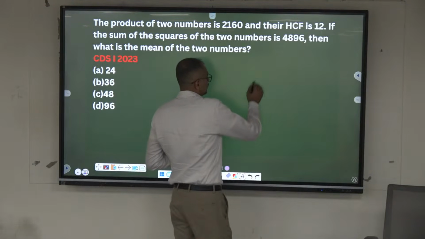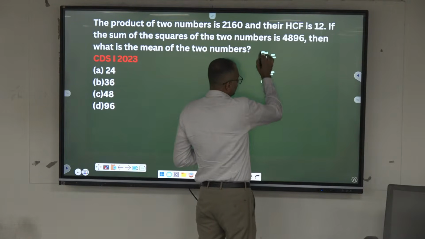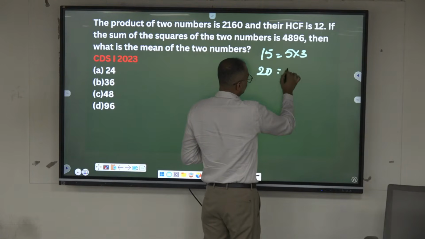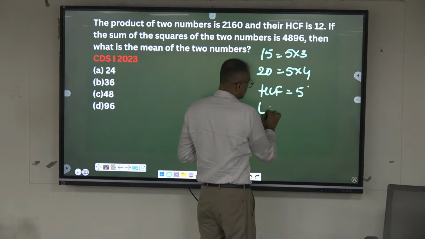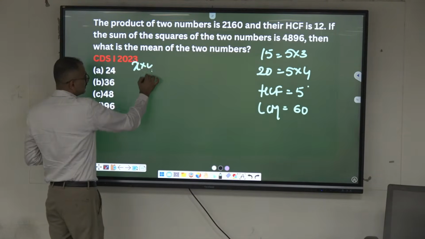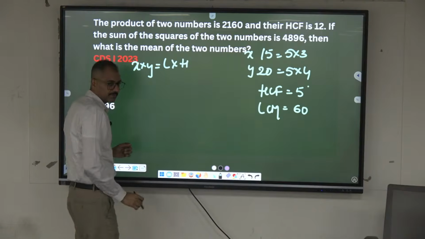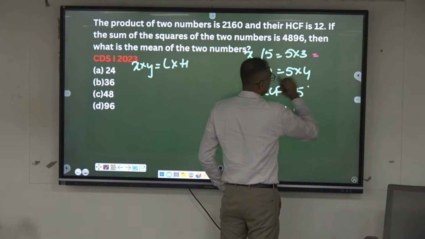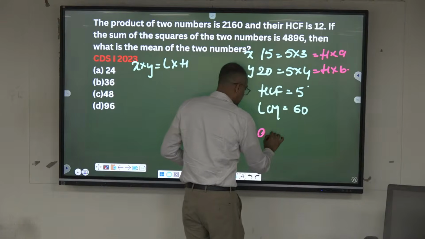See, look here now. Always, if I take two numbers x and y, for example 15 and 20, which are 5 into 3 and 5 into 4, the HCF of these two numbers is 5, and their LCM is 60. Always the product of two numbers, x into y, is equal to LCM into their HCF. Remember this. Also, this can be written in the form of HCF into A, HCF into B, where A and B are co-primes.